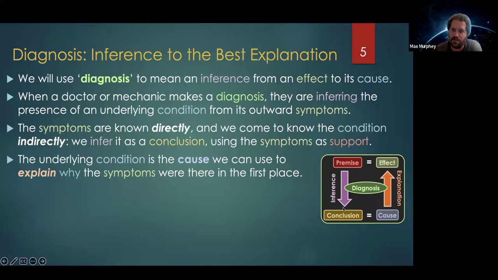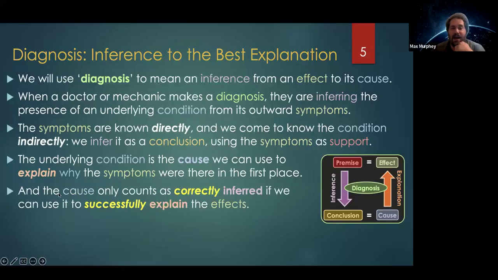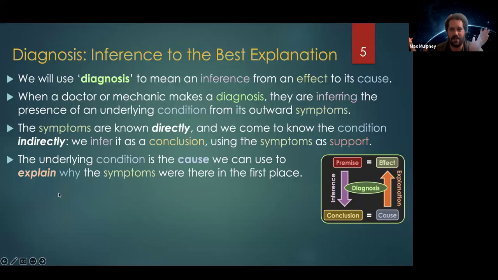We had to perform the inference to get to this underlying level. Think of the premise and the effect as being on the surface. It's visible. We infer down to the underlying condition, and then we explain the visible symptoms that are at the top level. Okay? So it's a nice little system here.